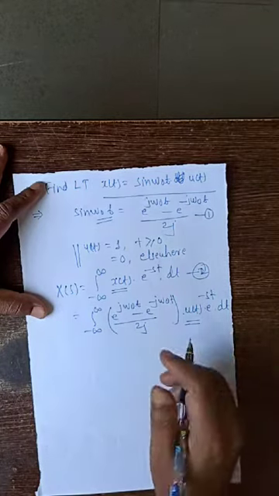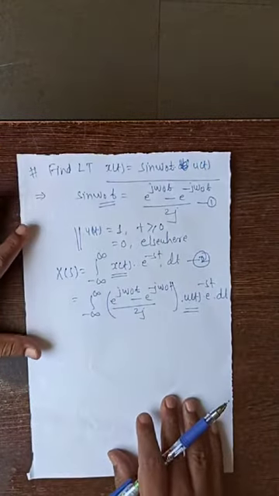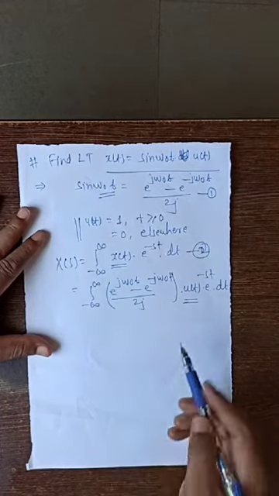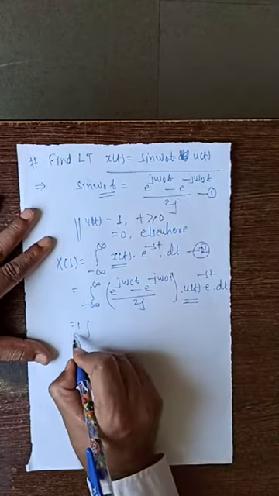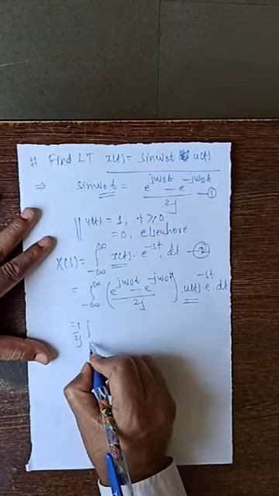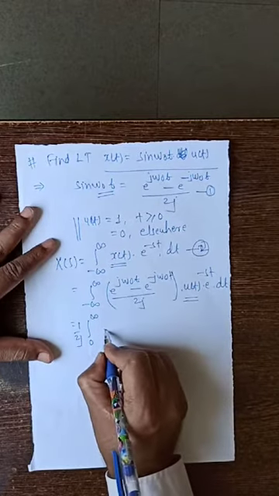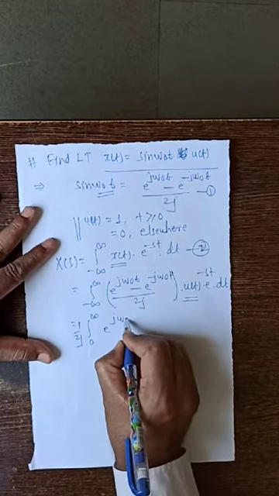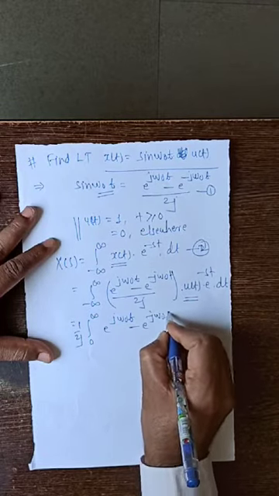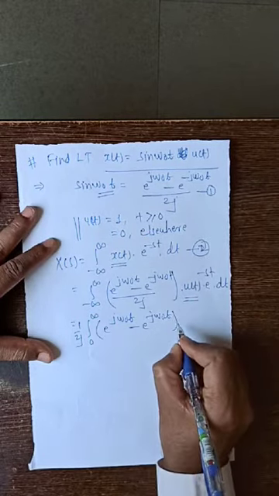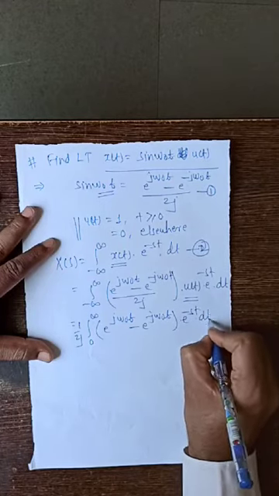So this u(t) we can remove as per this condition. u of t is equal to 1 for the values of t greater than or equal to 0. It is equal to 0 elsewhere. So by changing the limit of integration and taking this 1 upon 2j outside, 0 to infinity, this can be written as (e raised to j omega naught t minus e raised to minus j omega naught t), this bracket complete, into e raised to minus st into dt.